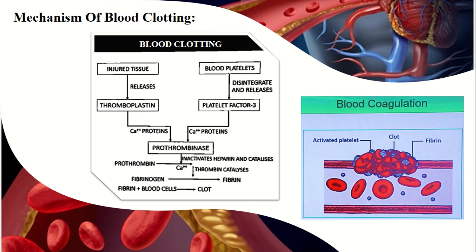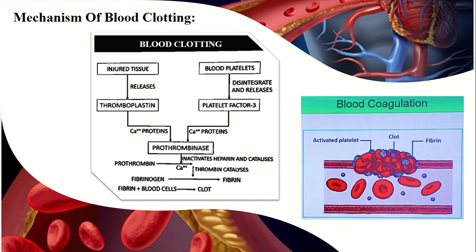Now these platelet factor 3 and thromboplastin combine together in the presence of calcium and protein in the plasma to make prothrombinase. This prothrombinase plays a very important role in blood clotting. Now I will explain why. First of all, this prothrombinase inactivates heparin, because we know heparin is an anticoagulant present in our body. So for coagulation to happen in our body, it needs to inactivate that anticoagulant.